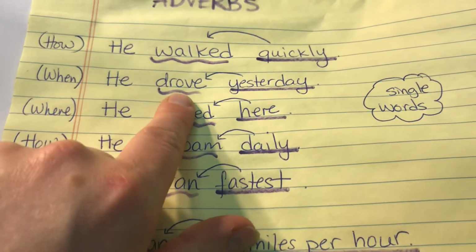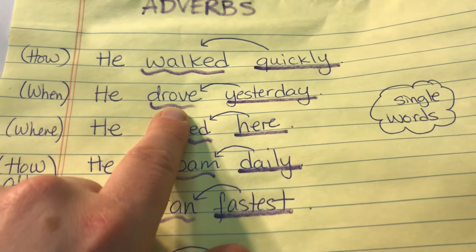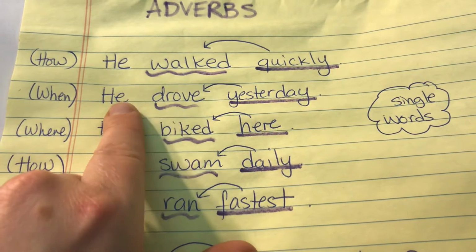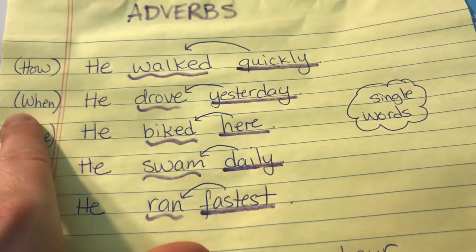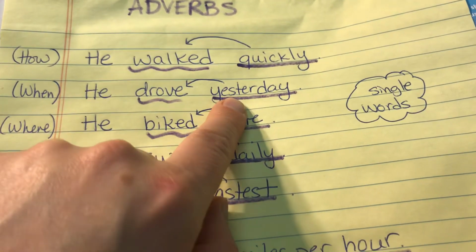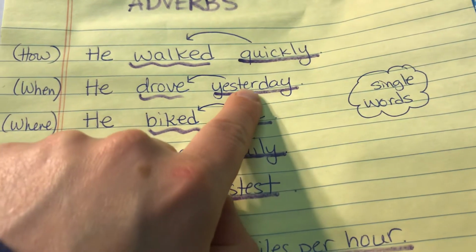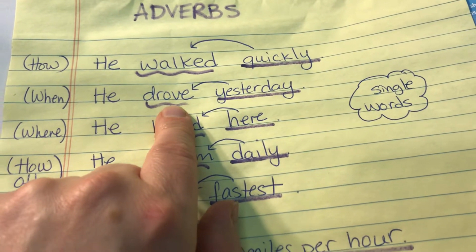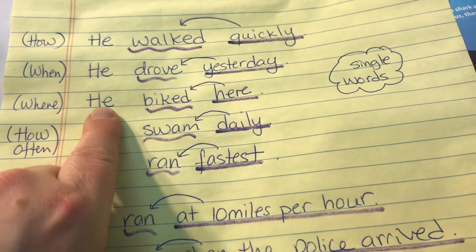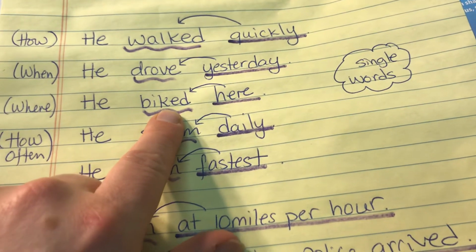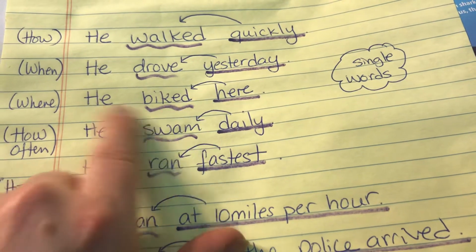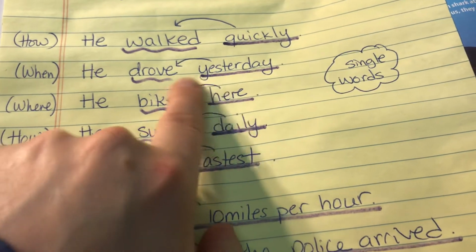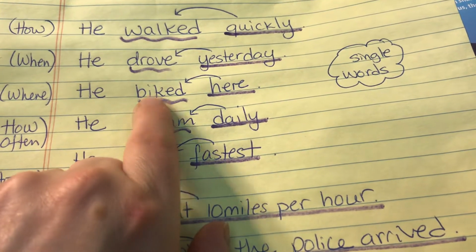Next sentence. He did what? He drove. Past tense of drive. That's my verb. He drove. He drove when? He drove yesterday. So here yesterday describes when the verb took place. Next example. He biked, meaning he rode his bike. He biked where? He biked here. Here is describing the verb.